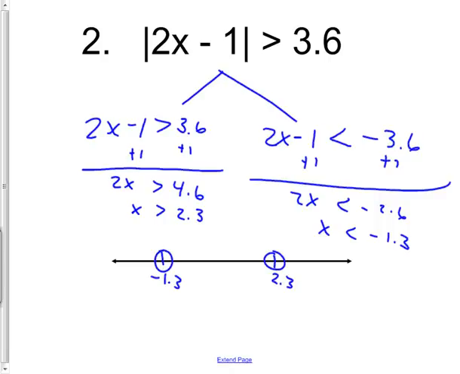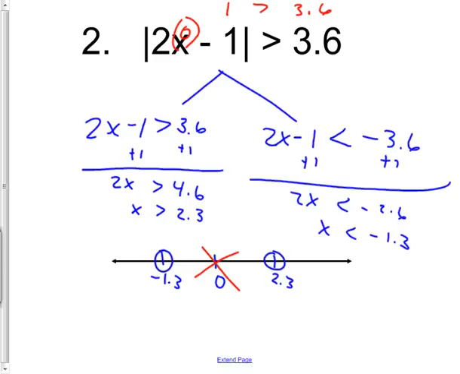Okay, now I have to figure out, does it work in between them or on the ends? On all the other ones we did, it worked in between them. I think on this one, it's going to be on the ends. We'll find out. We'll try the number in between them, like 0. If I stick in 0, go back to the original equation and stick in a 0. Do you see how I have the absolute value of negative 1, which is just 1, and is 1 greater than 3.6? Does that work? No, that does not work. So that's why it's not in there.